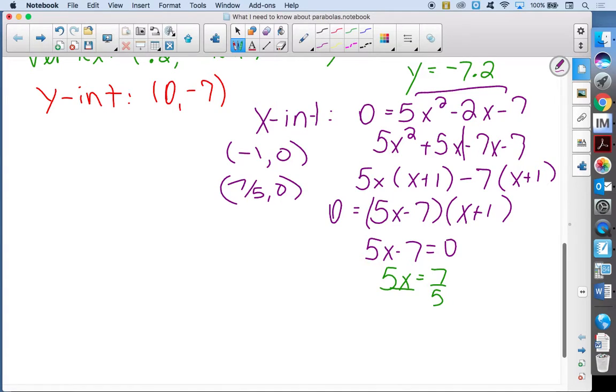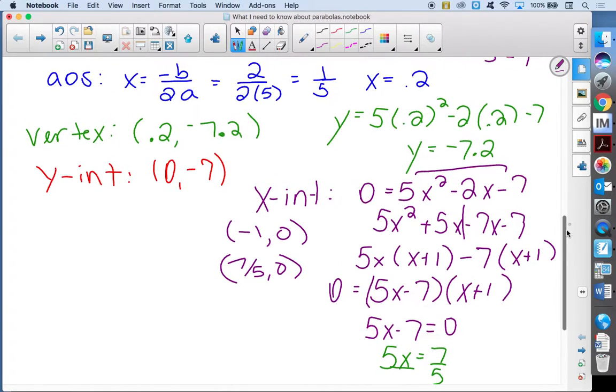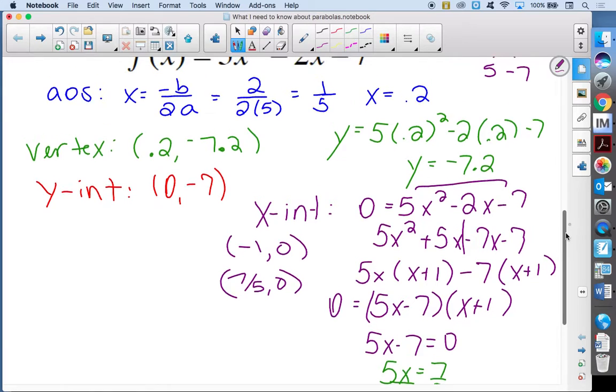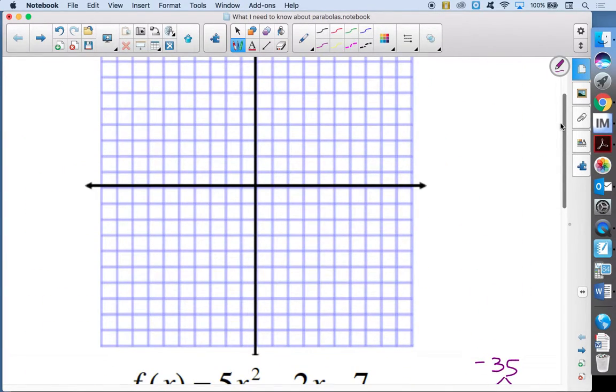So those are your two x-intercepts. 7 over 5 is the same as 1.4. Good. So we have everything we need to graph. You don't have to find any other extra points because you're going to end up having 5 based off the information that we have up here. So the axis of symmetry is at 0.2.